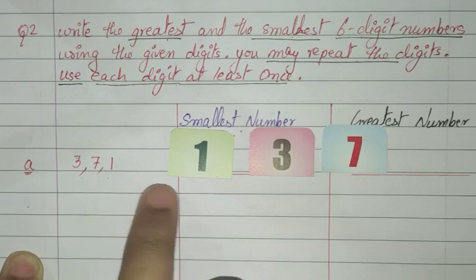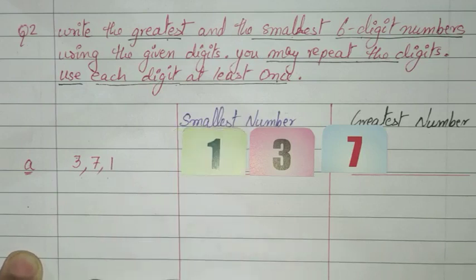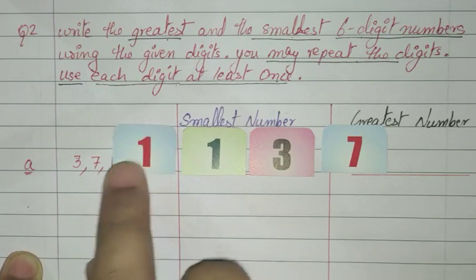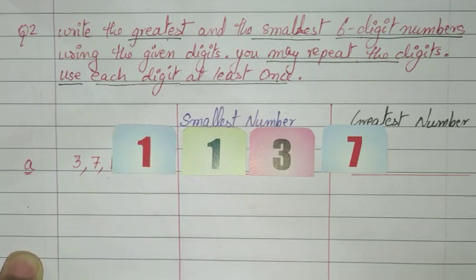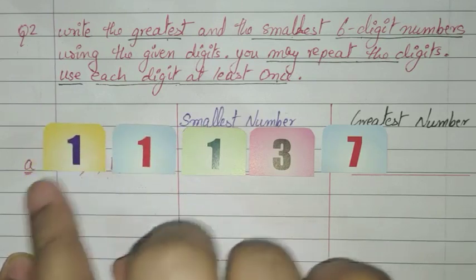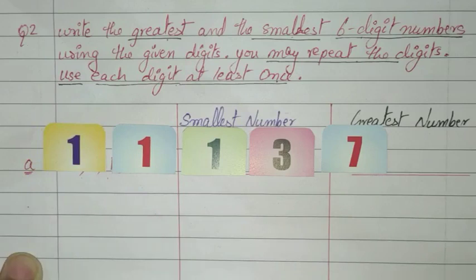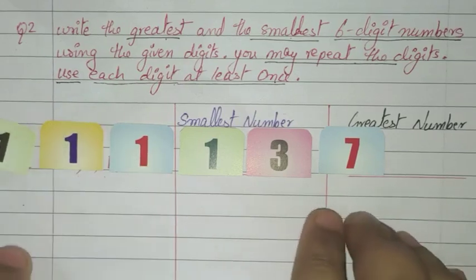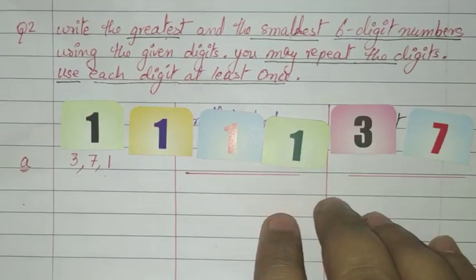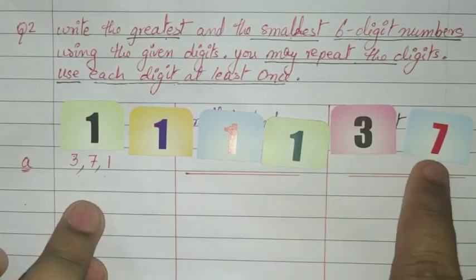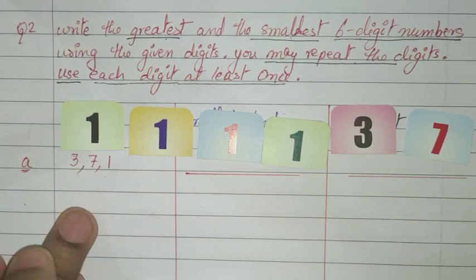So these are the 3 digits. You need 1, 1 and 1. Are they 6 digits? 1, 2, 3, 4, 5, 6. Yes, they are 6 digits.